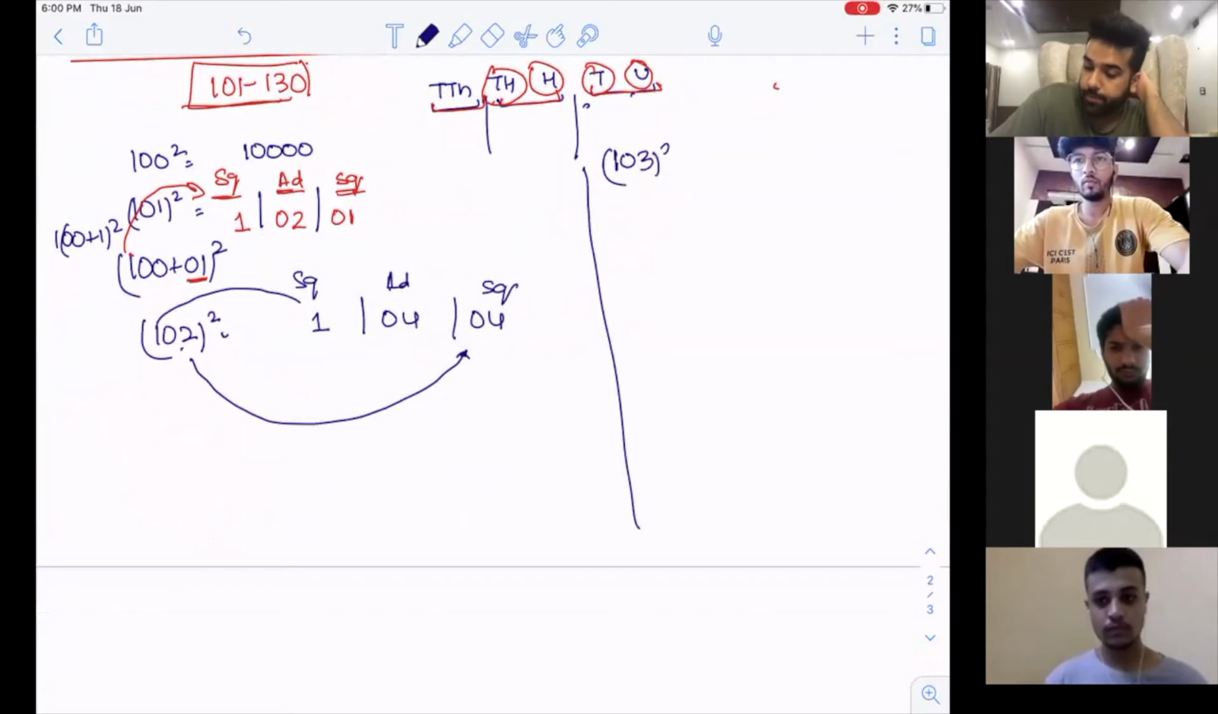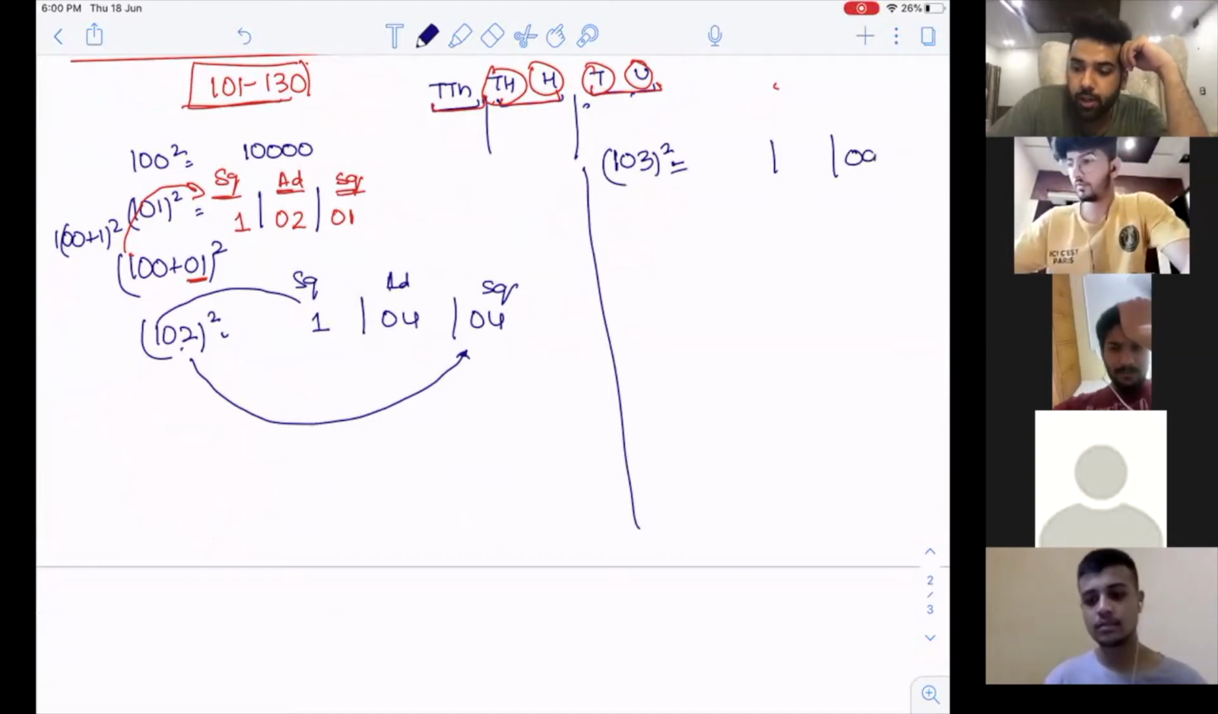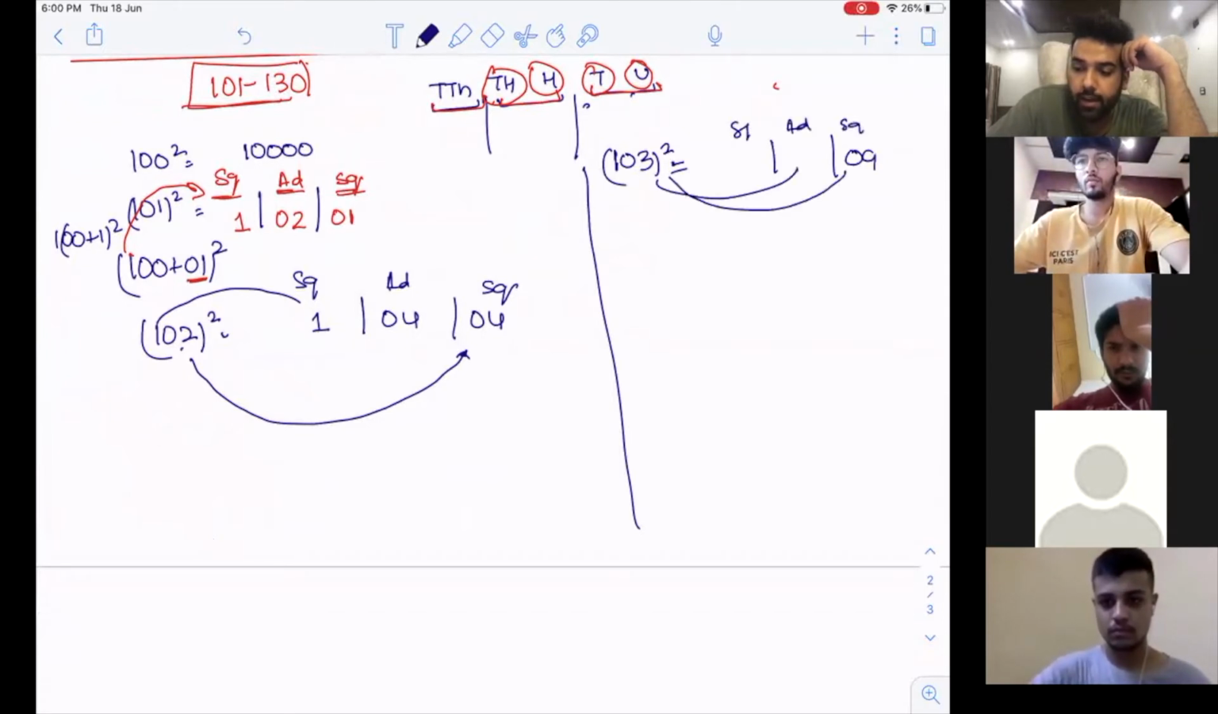103 square. Again, let's draw it. This is just to explain. After that, we'll do it in 1 second. What is 3 square? 09. Again, the same rule. Square, add, square. The back one squared, the middle one added, the last one squared again. What is 3 plus 3? 6. What is 1 square? 1.